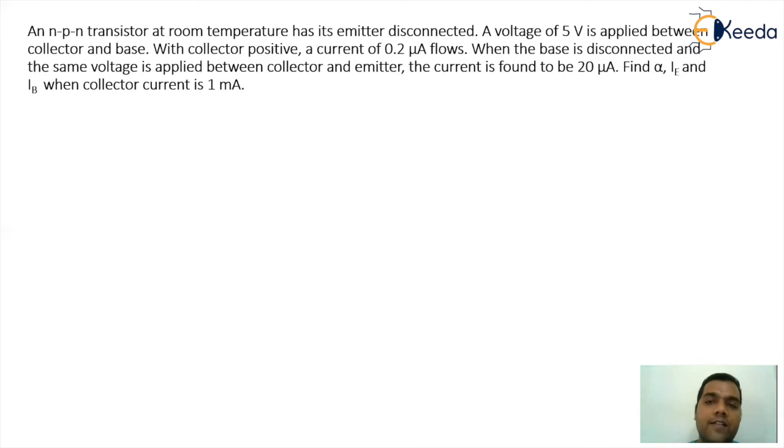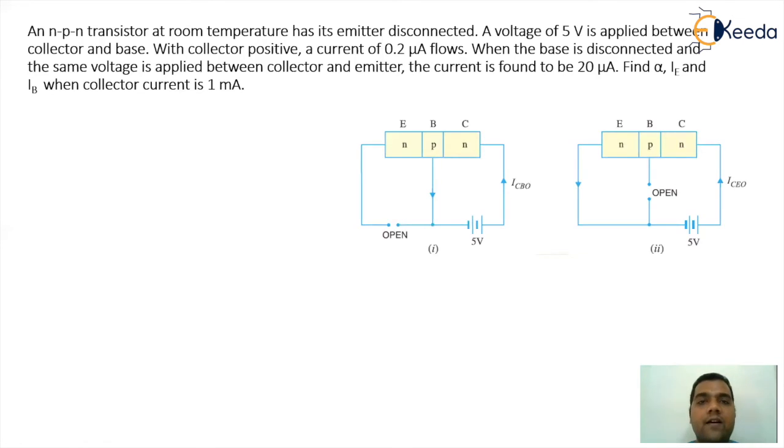Let's take a situation. Here we have a transistor: emitter, base, collector. Situation number 1 says that we connect a battery of 5 volt between the collector and the base with the plus plate at the collector end, and the emitter end open. That time the current flowing is 0.2 microampere. It is as good as the ICBO current. The second situation says that the base will be disconnected and the same battery will be between the collector and the emitter. The current was found to be 20 microampere. So that will be ICEO. Overall, the data is indirectly giving you the value of leakage currents.